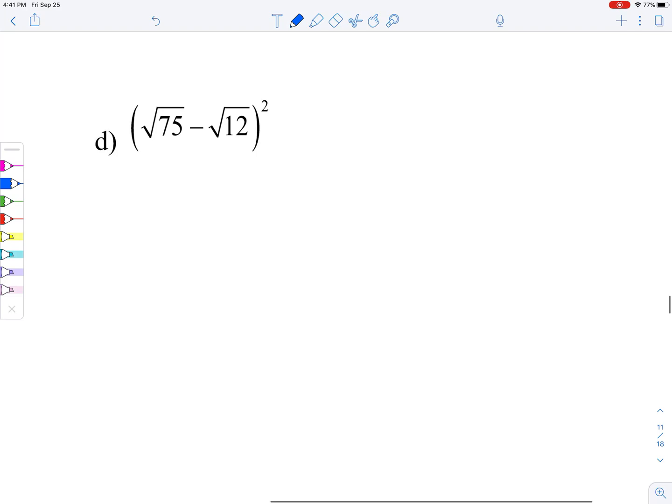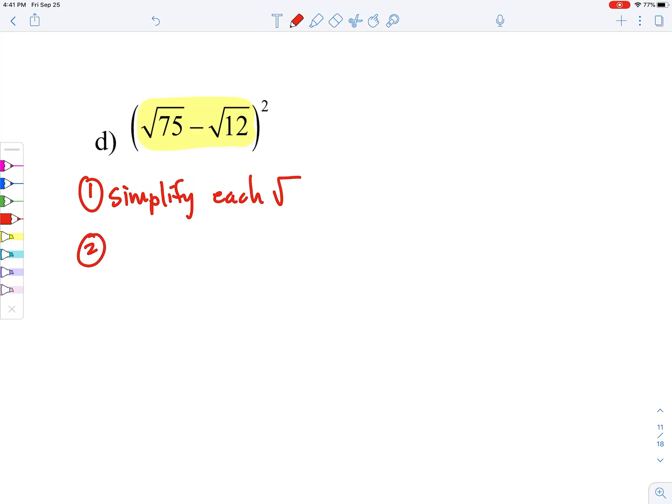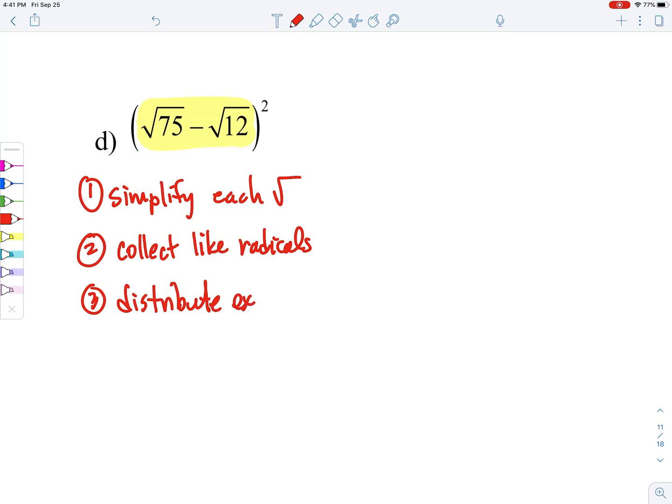D, we know we're going to have to simplify the brackets first, but the guts of the square roots don't match. So we're going to simplify each square root. If we were to write out the steps, step 1 would be simplify each square root. Step 2 would be to collect like radicals. Step 3, once we've done that, would be to distribute the exponent. And step 4 would be to do whatever multiplying needs to be done. So let's follow those 4 steps here.